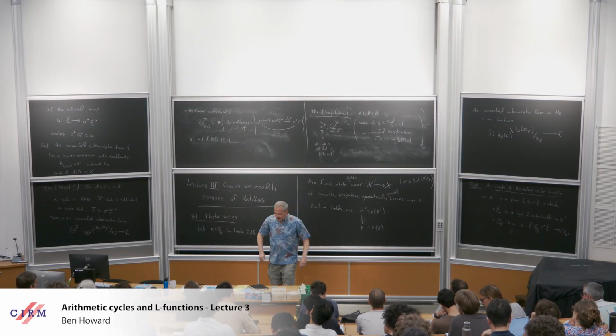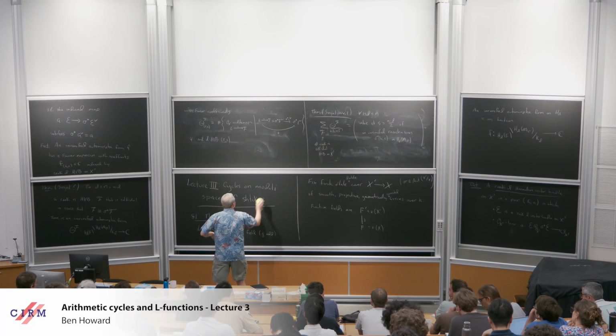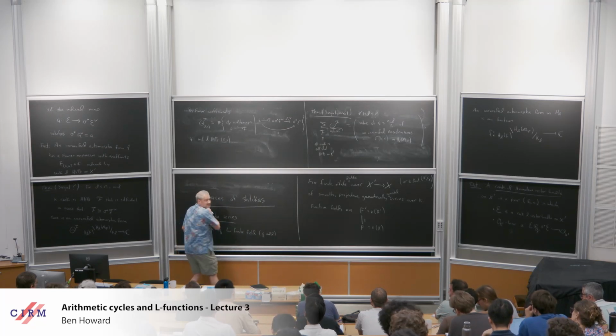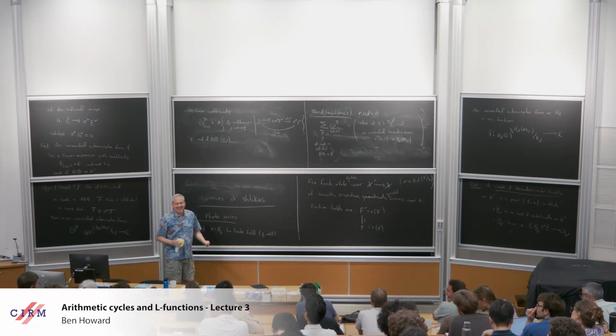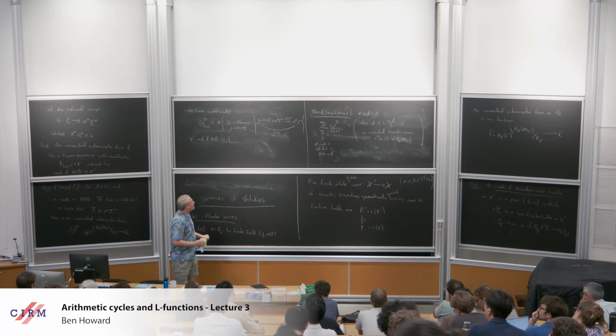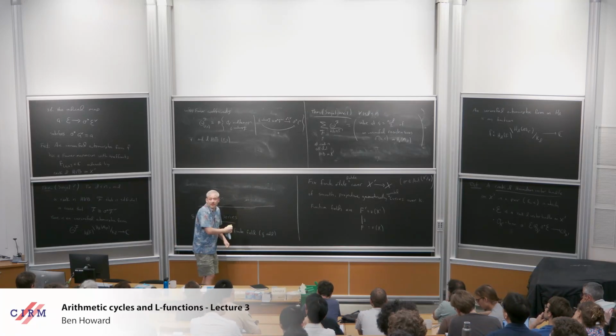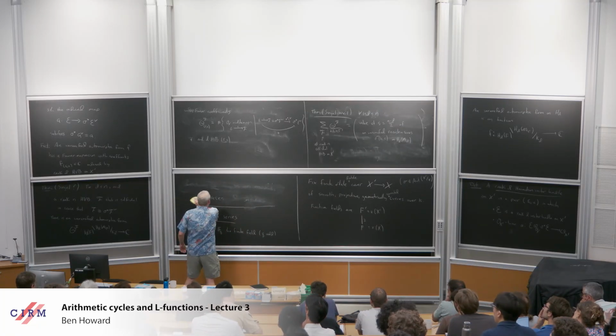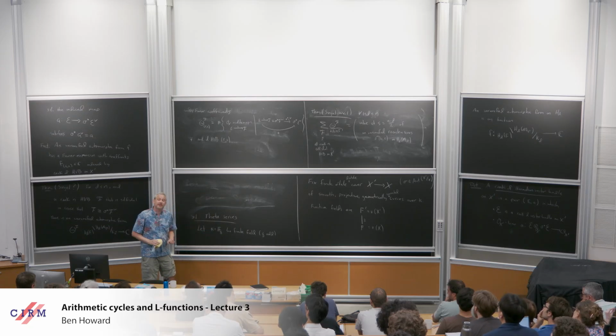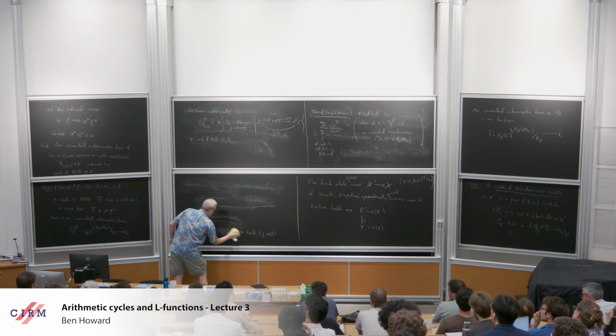Okay. That was the warm-up. Now here we go. The expansion principle. In other words, the Fourier coefficients determine the form. Yes, unramified. An unramified automorphic form is determined by its Fourier coefficients.